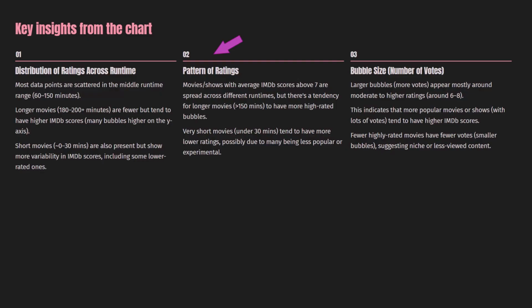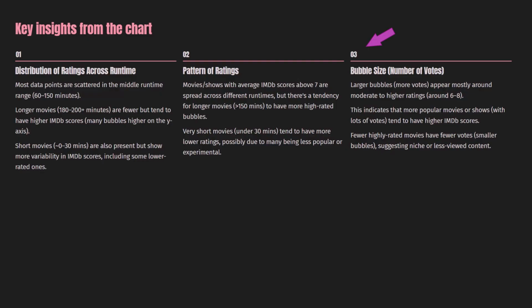Second is the pattern of the ratings. Movies and shows with an average IMDb score of 7 are spread across different runtimes, but there's a tendency for longer movies over 150 minutes to have more higher-rated bubbles. The very short movies under 30 minutes tend to have more lower ratings, possibly due to many being less popular or experimental. The third one is bubble size.